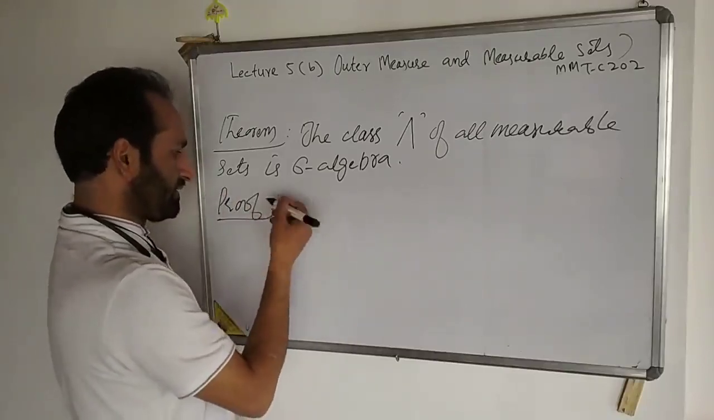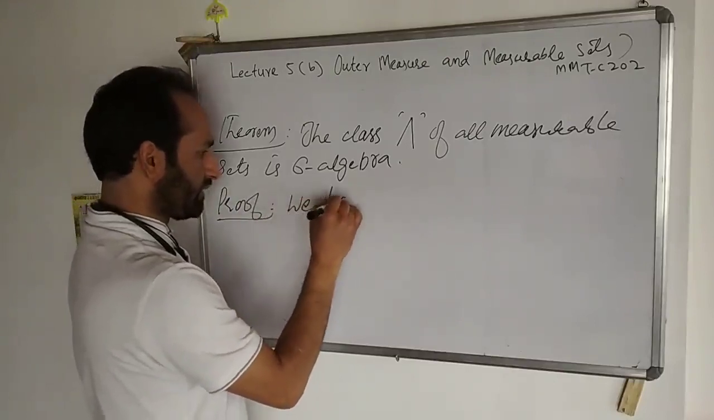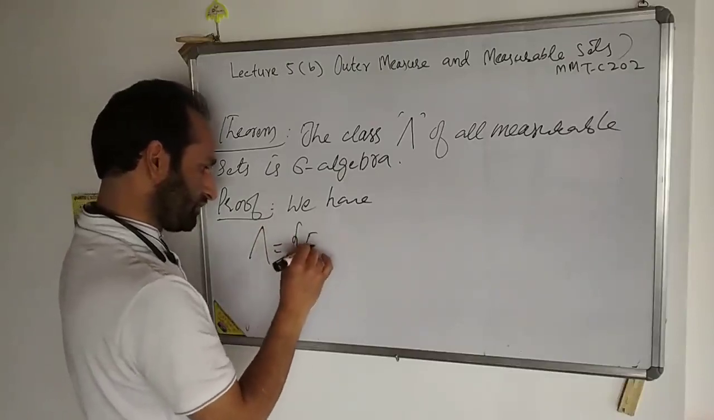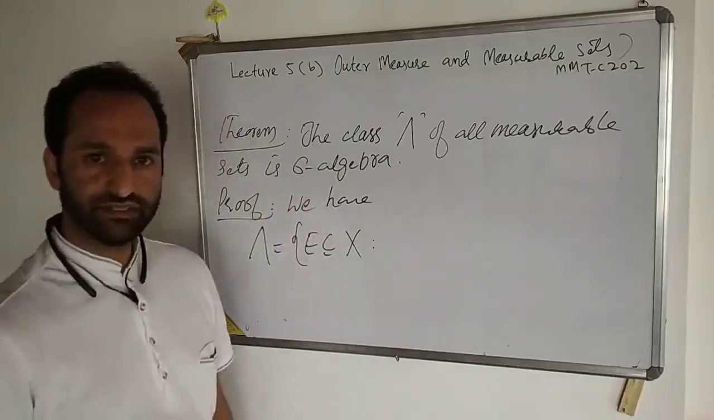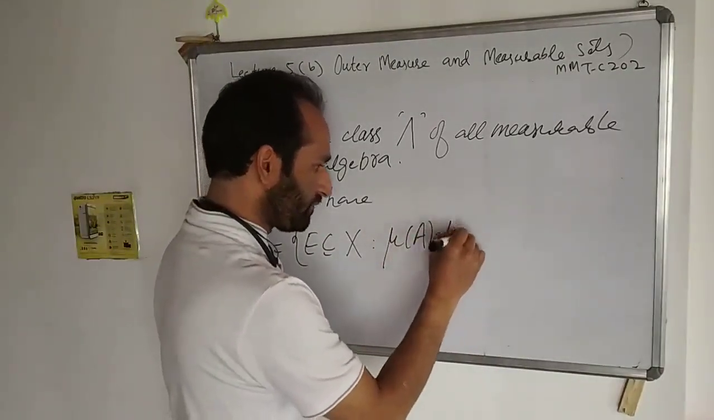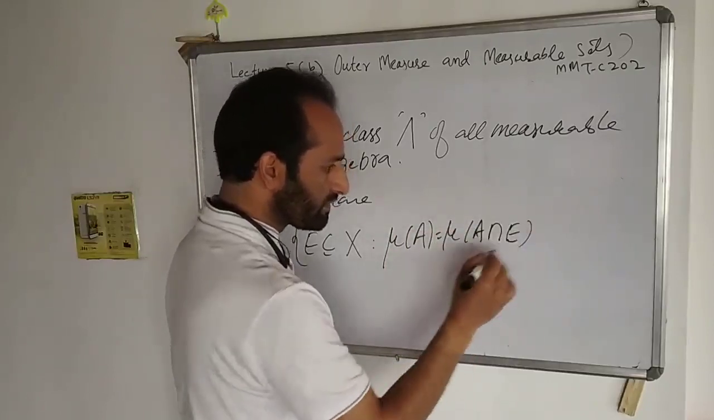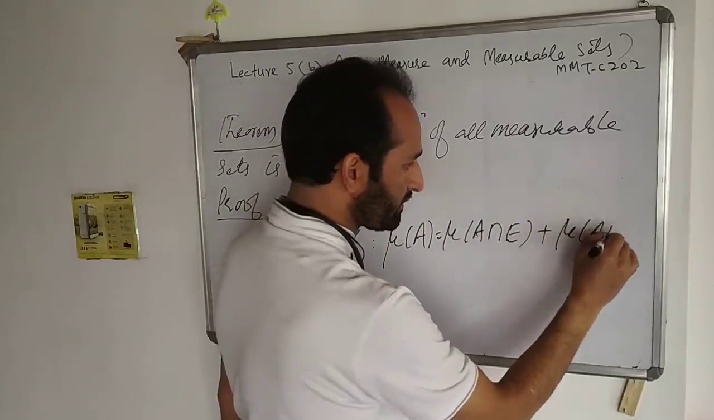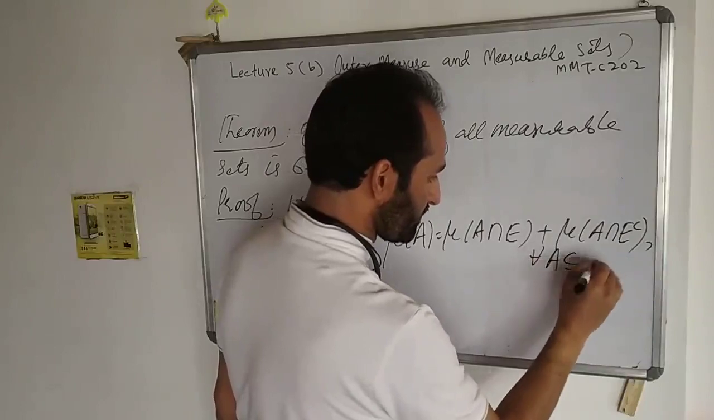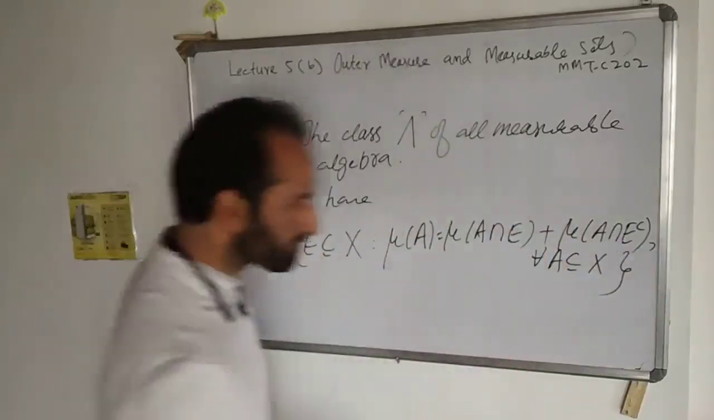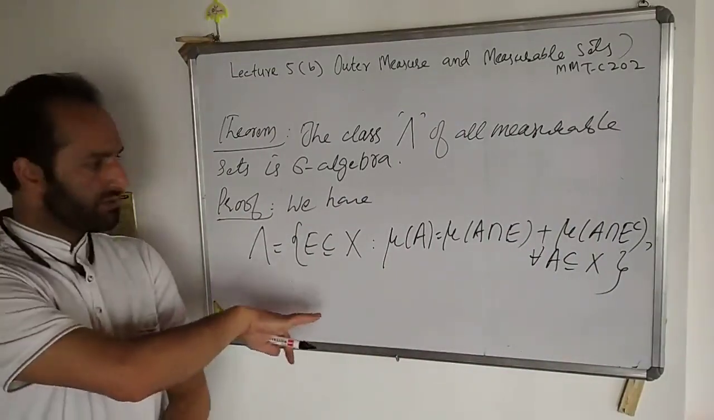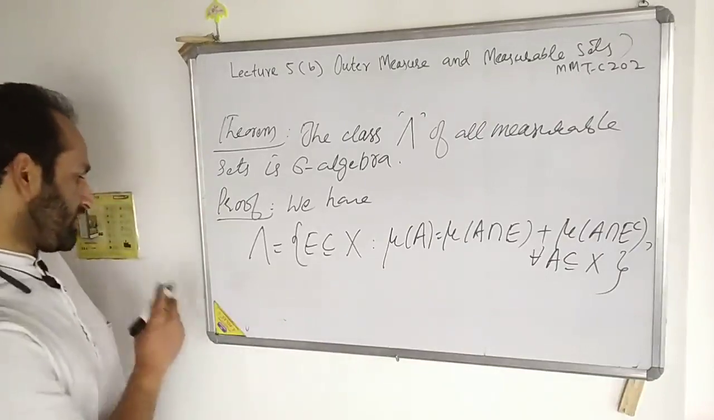Lambda is the class of measurable sets. Lambda is those subsets E of X satisfying the following property: mu of A is equal to mu of A intersection E plus mu of A intersection E complement, for every subset A of X. That's the lambda, and we will show that this lambda is a sigma algebra. So let's do the first property.